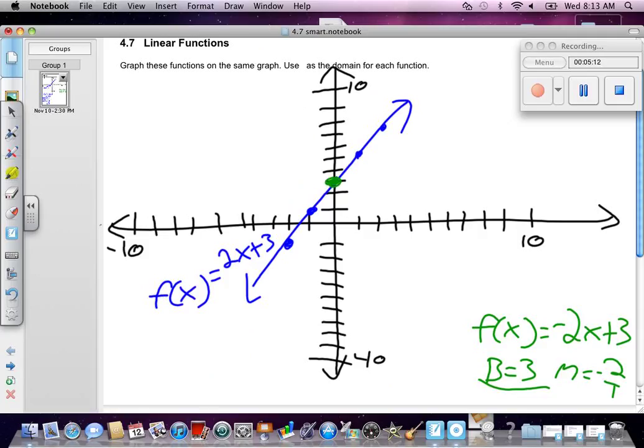And then I'm going to follow the slope. I'm going to go down 2, over 1.